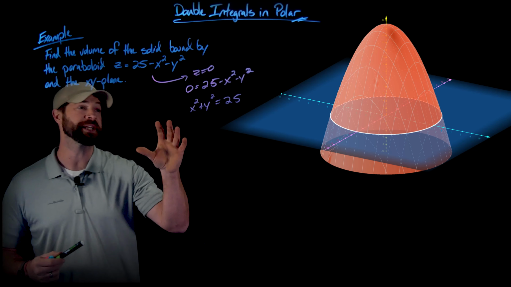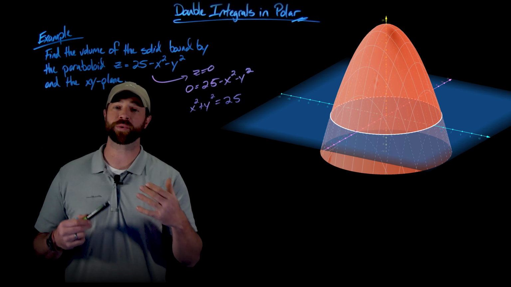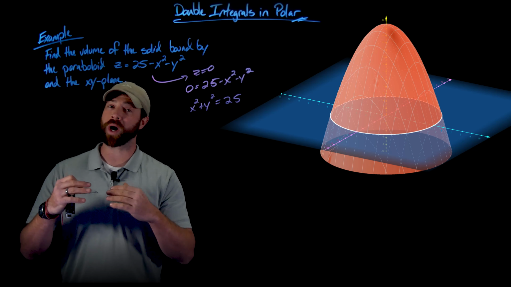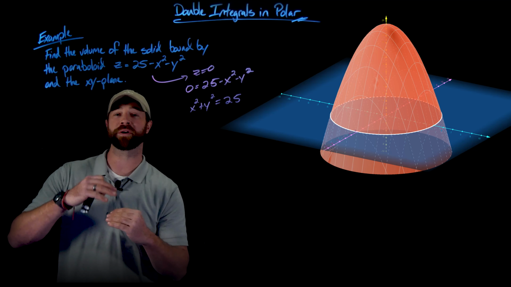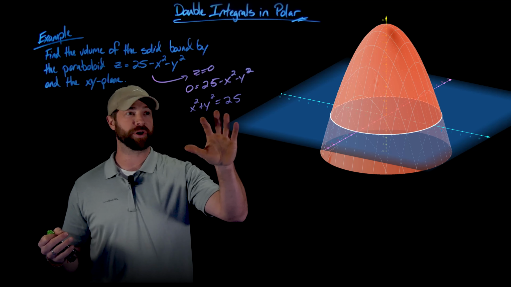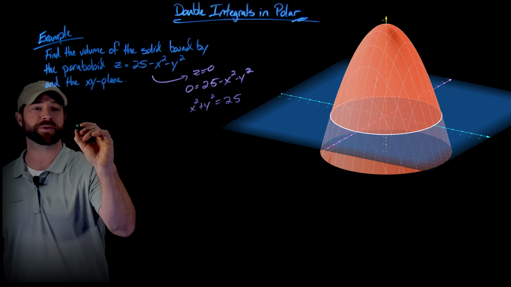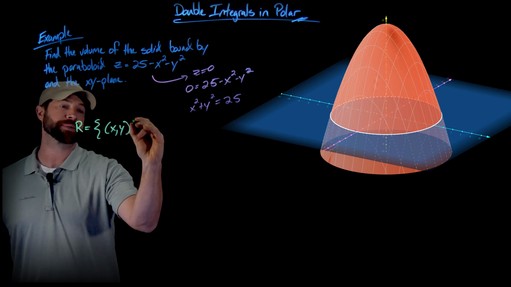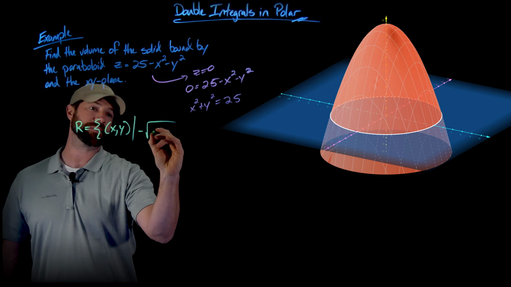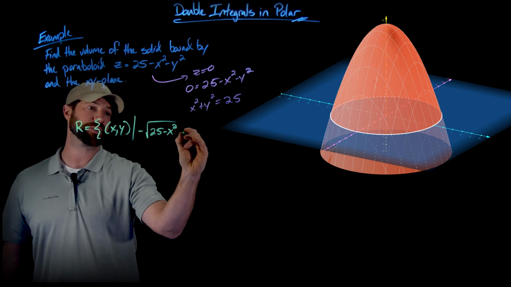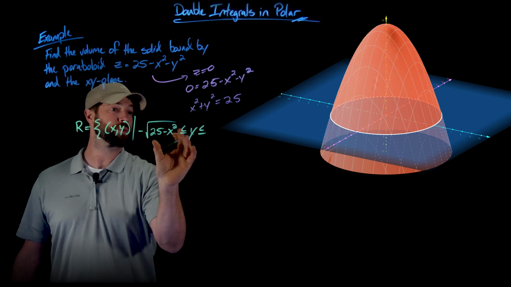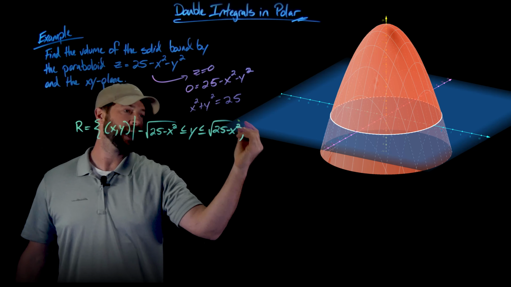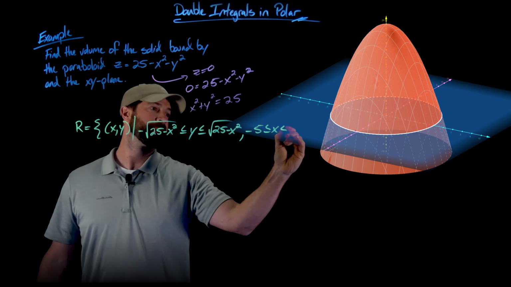So first and foremost, the region here on the xy plane is not rectangular, so we're going to need to describe this with that general region where we describe the bounds for y in terms of x, a lower bound function and an upper bound function. I won't sketch all of that, but I'll just jump right to it. If we want to describe this region here, we have the points x, y such that y is greater than the negative square root of 25 minus x squared, and less than the square root of 25 minus x squared. And then x will just vary from negative 5 to 5.